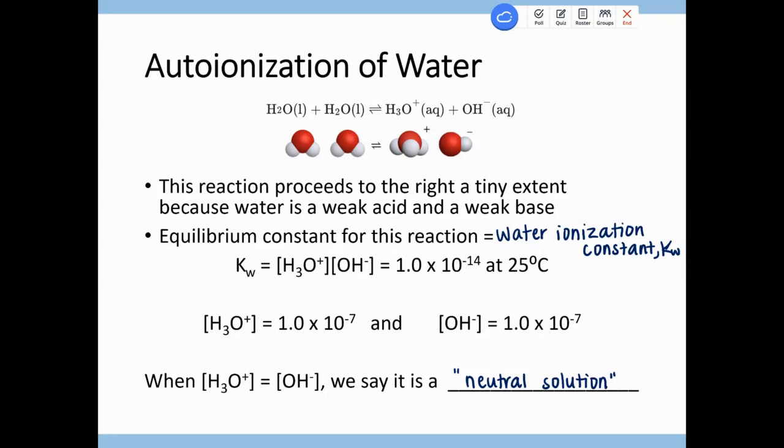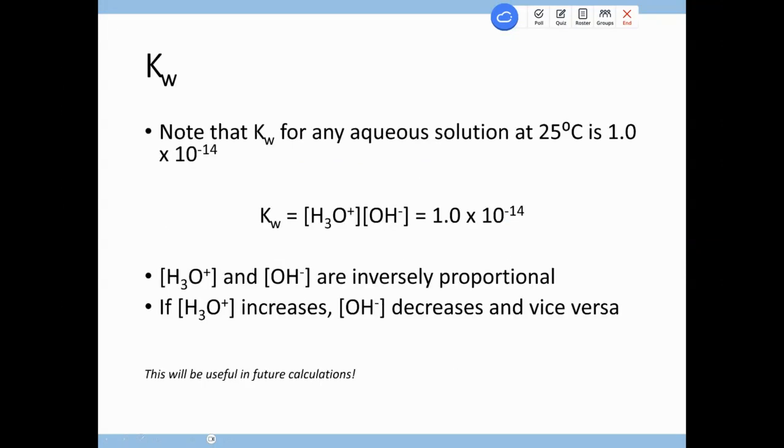Now, because this value will always be equal to H3O+ concentration times OH- concentration, those two concentrations are inversely proportional. If you increase H3O+ concentration, then OH- concentration has to decrease. Or if you increase OH- concentration, H3O+ concentration has to decrease, because the product of the two always equals 1 times 10 to the negative 14 at 25 degrees Celsius.